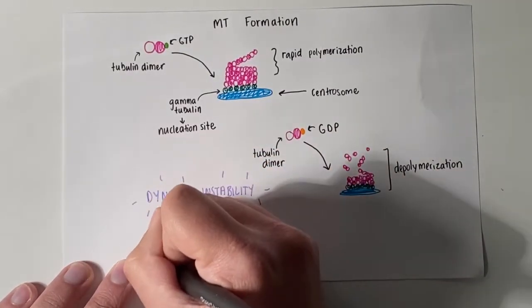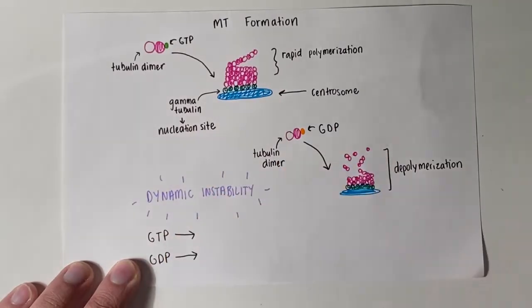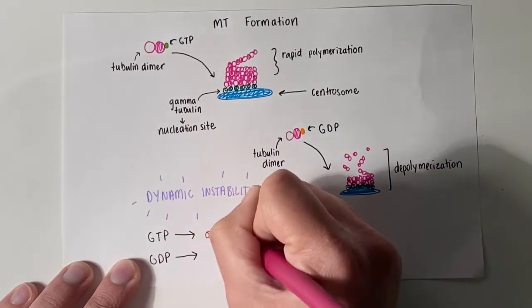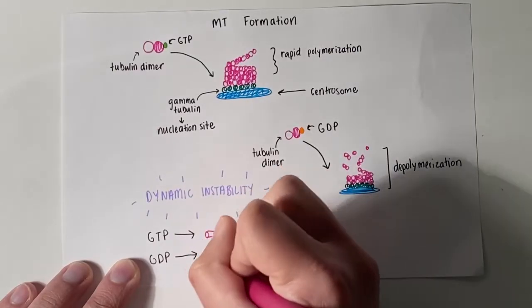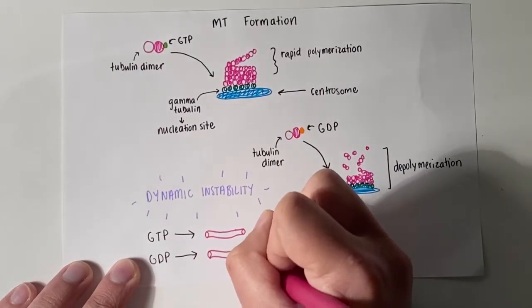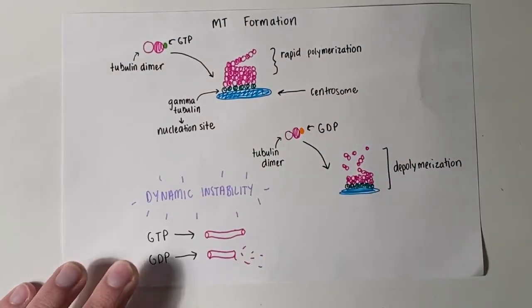In order to keep the MT from falling apart, it needs to be anchored at its plus end. MTs form all the time and in many different directions. Sometimes they will find a place for their plus end and become anchored, and other times they won't and will disassemble.